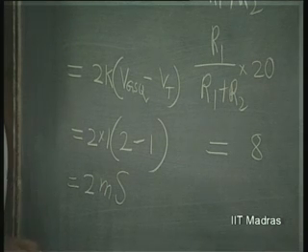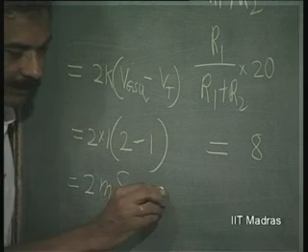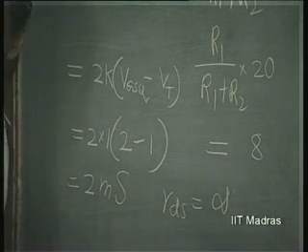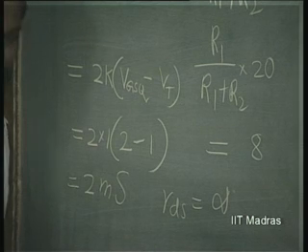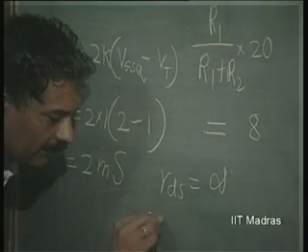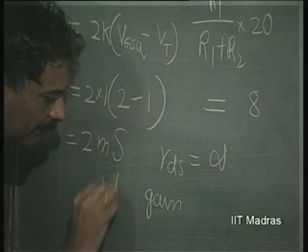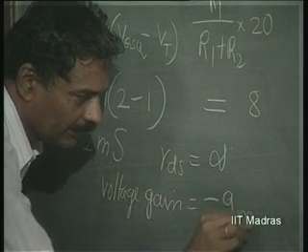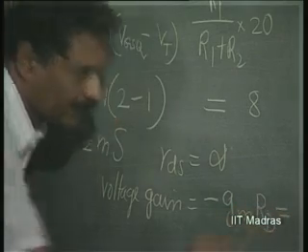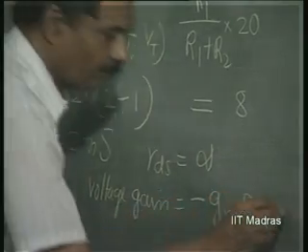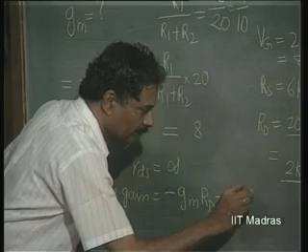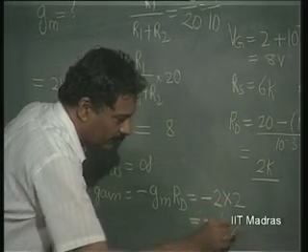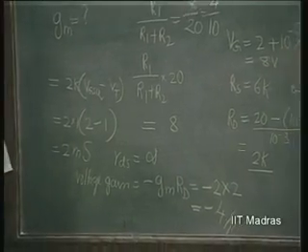Therefore, the gain is, right, RDS is not given. So RDS, when it is not given, we will assume it as infinity, right. It is not given. So the voltage gain is equal to minus gm into RD, which is minus 2 into 2, minus 4. It's a pretty low voltage gain.